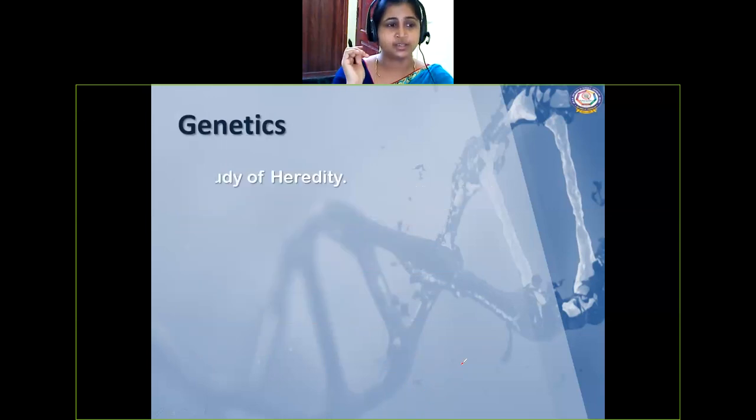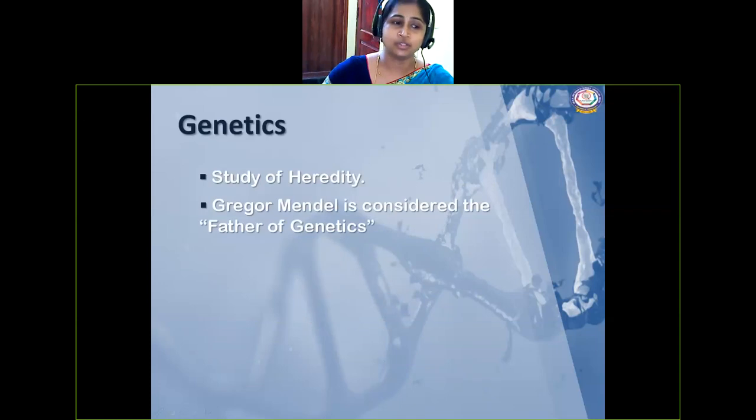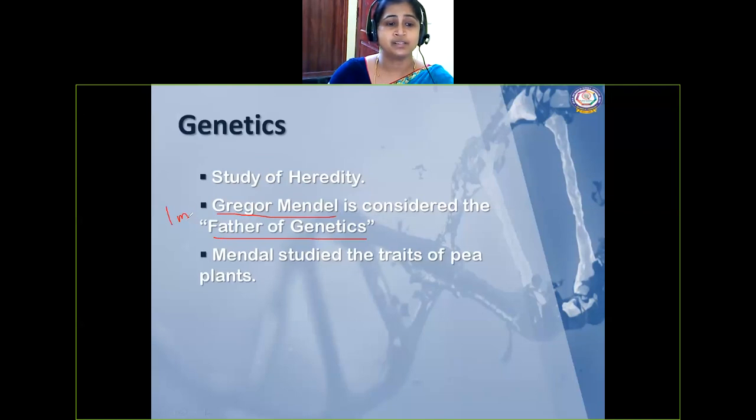So we know genetics is nothing but the study of heredity. There should be some great person behind the study, right? He's none other than G.J. Mendel, Gregor John Mendel, whom we call the father of genetics. It's like a 1 mark question: who is called the father of genetics? Then Mendel studied the traits. The traits are nothing but characteristics of a pea plant. So there are 7 contrasting characters we are going to learn in this chapter.